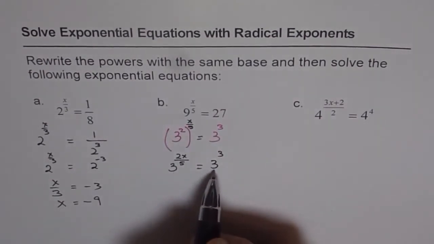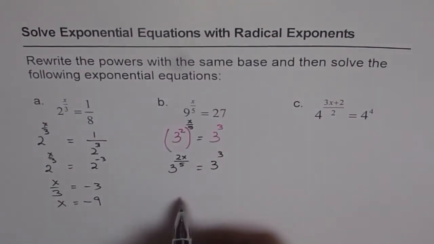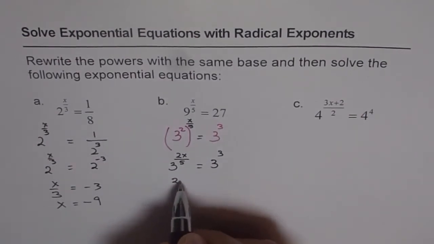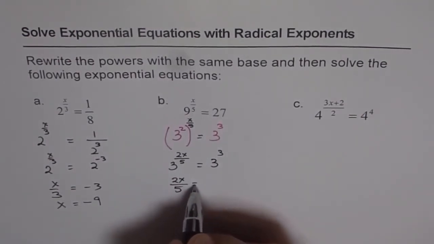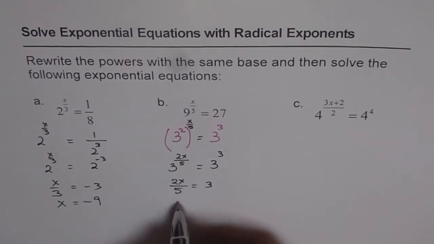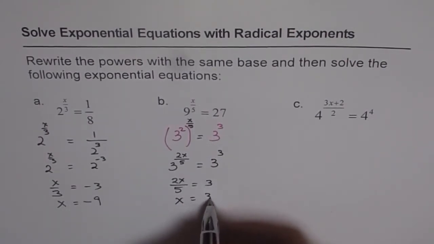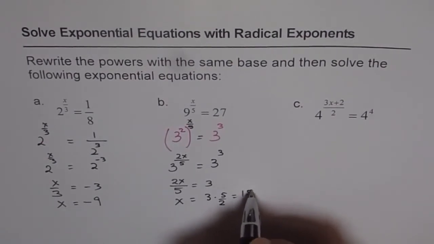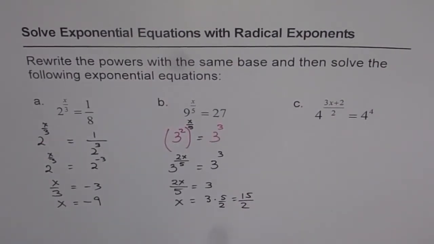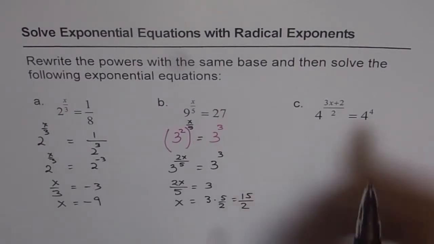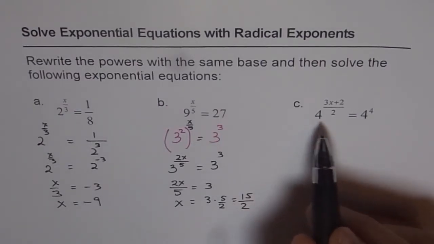Now we have the same base of 3 and we can equate the exponents. So we have 2x over 5 equals to 3, and so x is equals to 3 times 5 over 2, rather 15 over 2. So that is the solution for us. So that's kind of tricky. Go through it once again and then understand what we really did, right? Now this one is quite simple, straight away done for you.